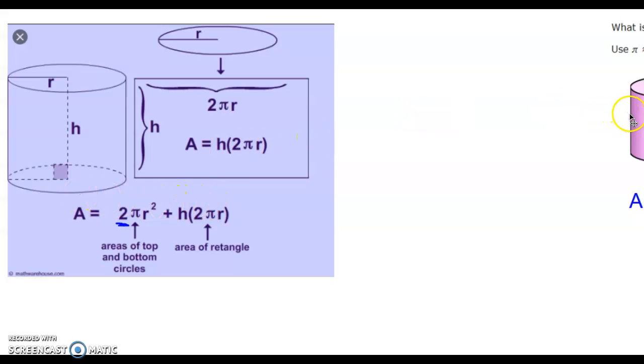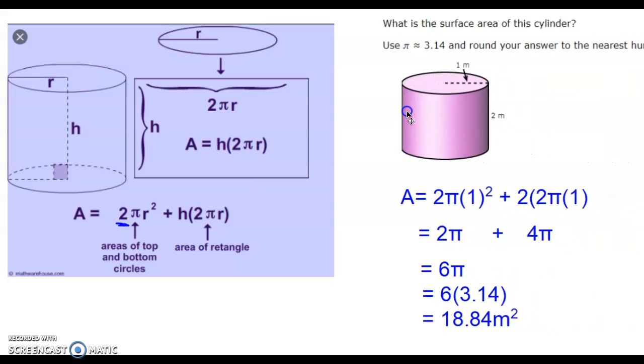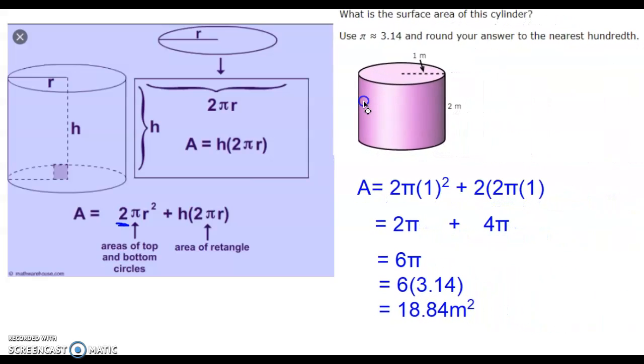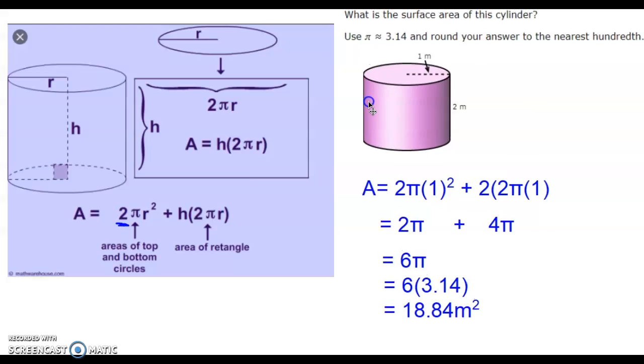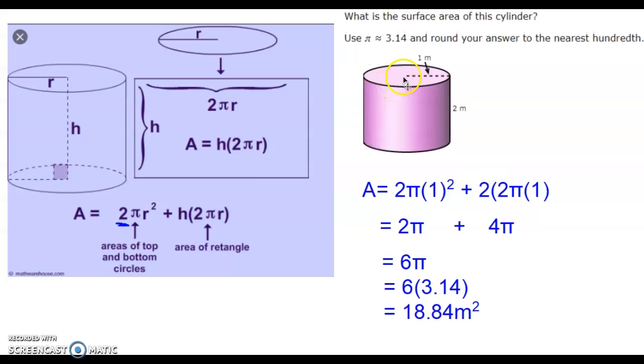And again, I'm only going to give you 2 problems for today's homework because it's a lot of work. Here's my radius of 1. And I'm going to put a 1 right here. There it is. 1 squared is 1. 1 times 2 pi is 2 pi.